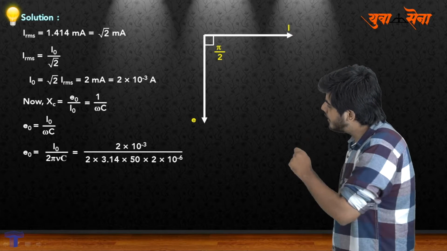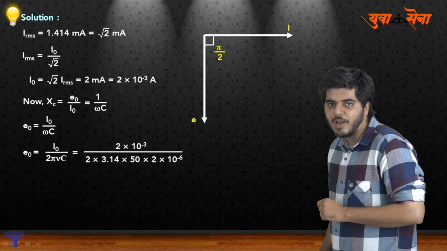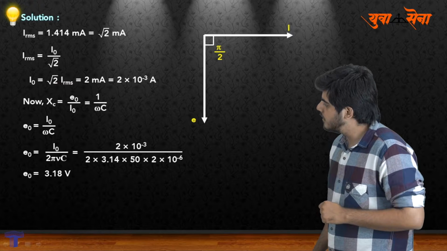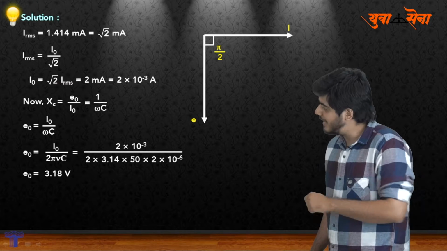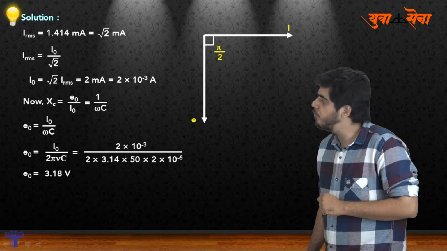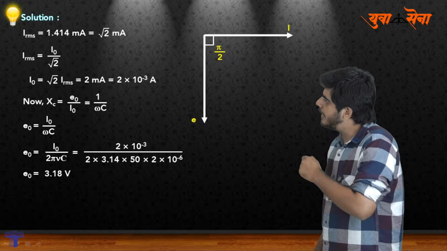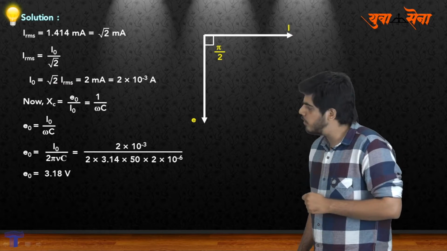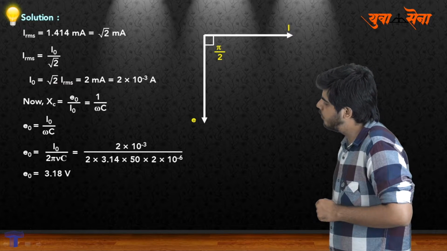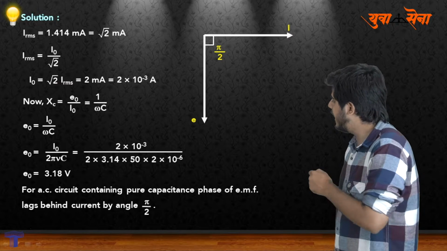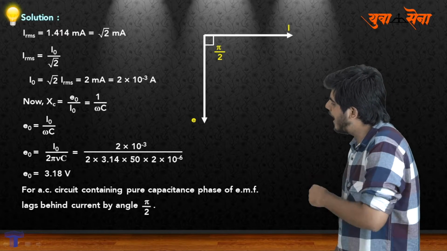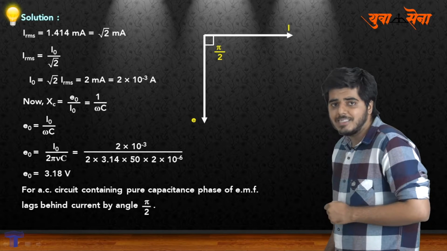अभी इधर हमने क्या किया, 2 into 10 to the power minus 6 farad. We have converted microfarad into farad. On solving this, I'm going to get the value of E naught as 3.18 volt. So the maximum current which I am getting is 2 milliamperes and the maximum EMF is 3.18 volt. For an AC circuit containing a pure capacitor, the phase of EMF lags behind current by an angle of pi by 2. Now let us see our graph.